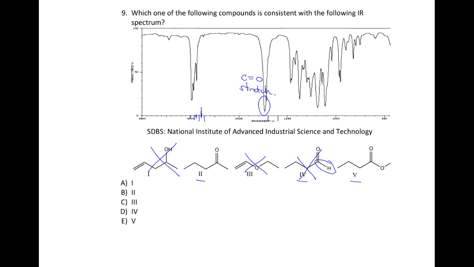So then I have a choice between the ester or the ketone. So how would I differentiate between those two compounds? Well, in the ester, so differentiating between the ketone and the ester, in the ester I should also see the carbon-oxygen single bond stretch. And in an ester, that carbon-oxygen, so for an ester, I'm going to write that down.